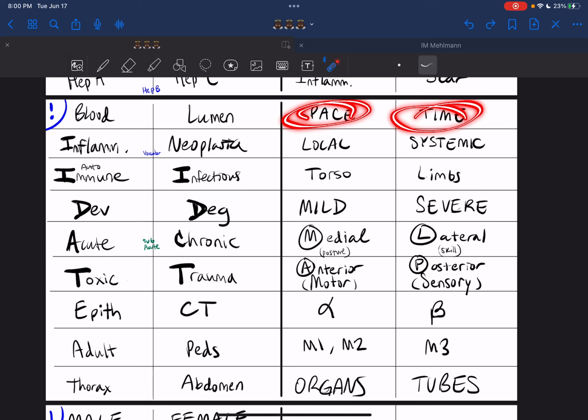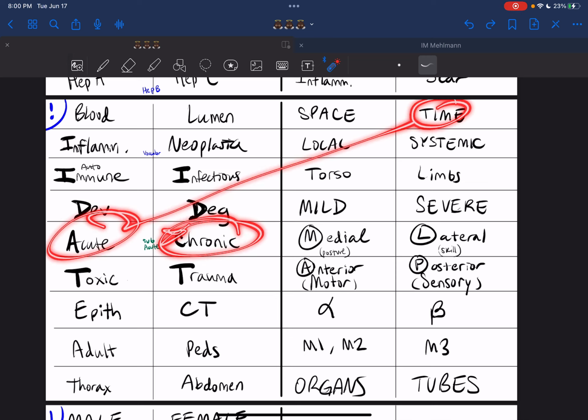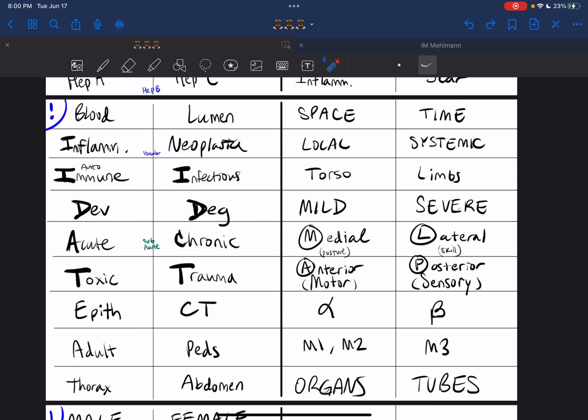Space versus time. So time is a very important thing in medicine and test questions and everything. Time, I like to split it mostly into acute versus chronic. And then I just use space for the other side of it. And I call that my space-time framework. I say those words to help me to remember to think of these things and consider what's going on.